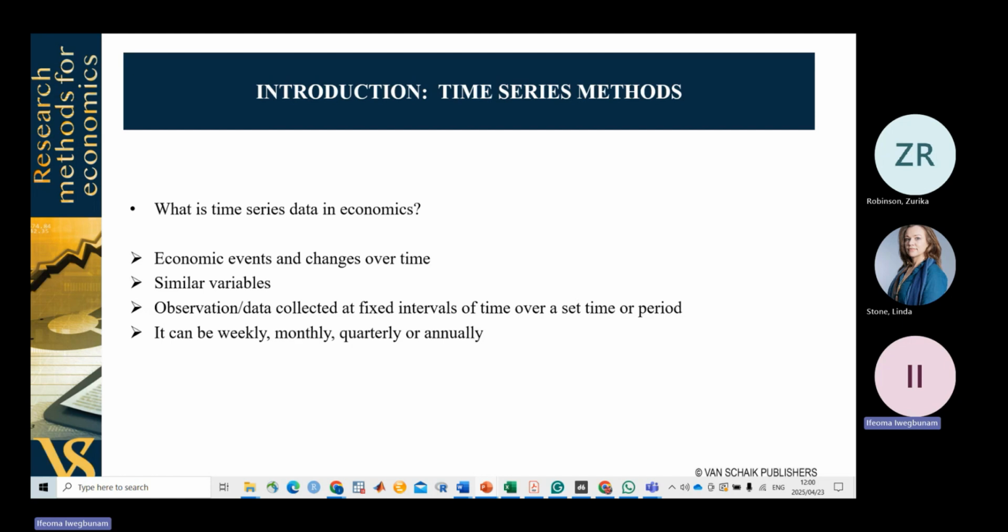Time series data measures the events and changes over time. It records it. It's data that contains the events and changes over time, which we apply in our regression during research.